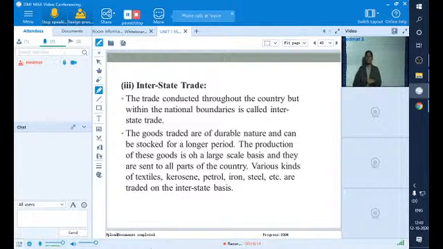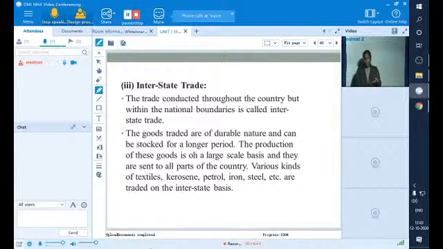The production of goods is on a large scale basis and they are sent to all parts of the country. Here we are producing goods in large quantities and we are going to sell them to all parts of the country. So various kinds of textiles, kerosene, petrol, iron, steel, etc. are examples of interstate trade.